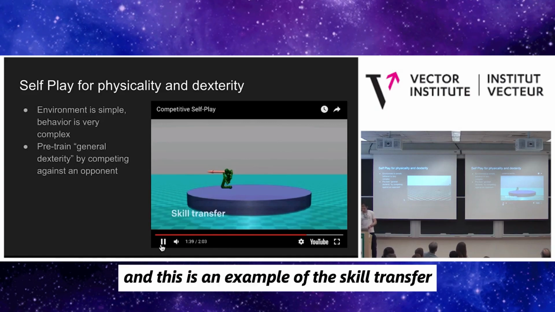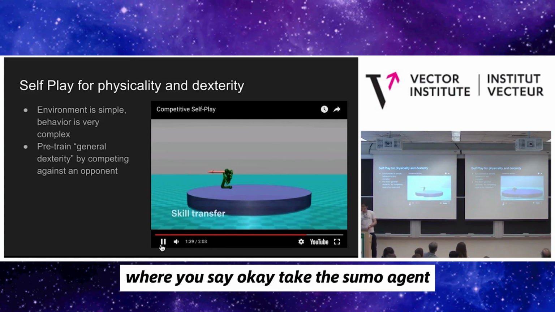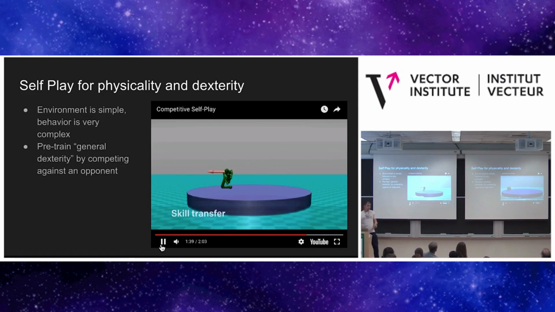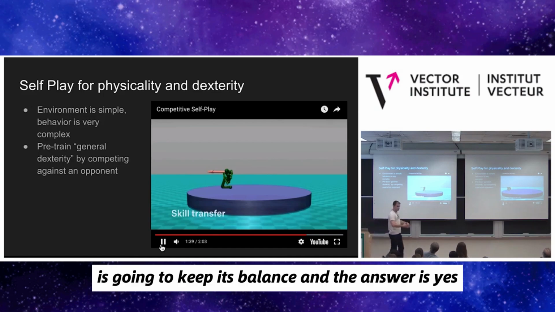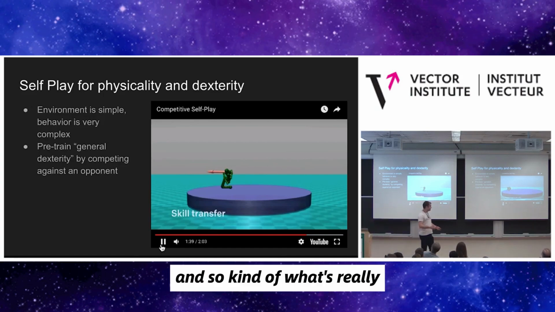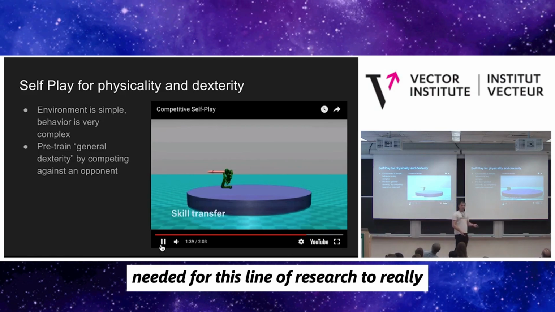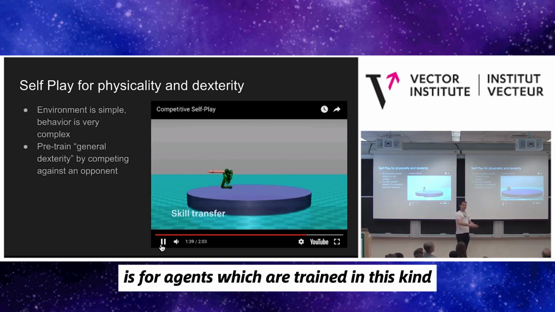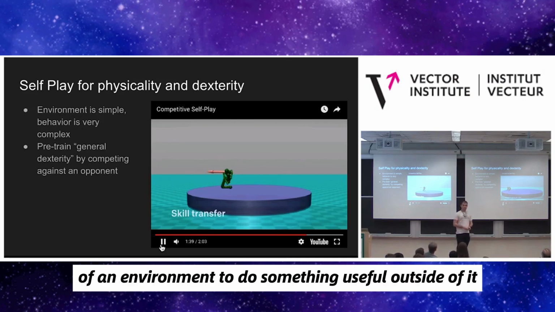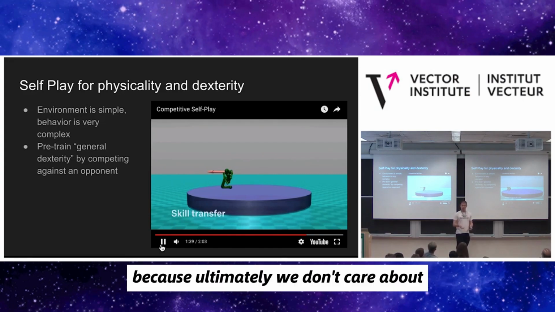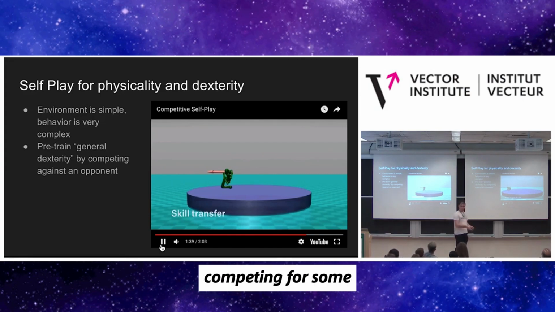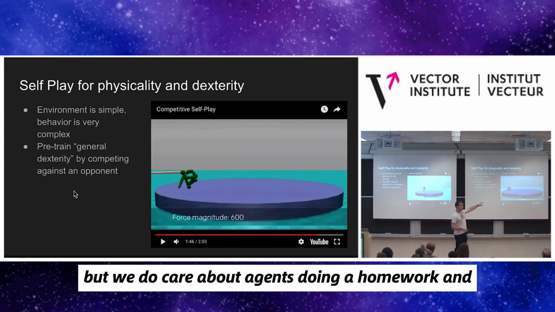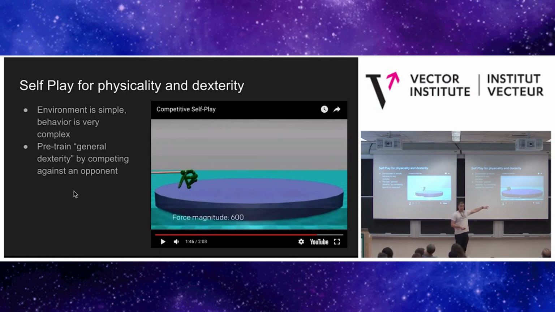And this is an example of the skill transfer, where you say, okay, take the sumo agent and apply big random forces on it, what's going to happen? Is it going to keep its balance? And the answer is yes. And so what's really needed for this line of research to really become self-sustaining is for agents which are trained in this kind of an environment to do something useful outside of it. Because ultimately we don't care about agents in a simulated world competing for some artificial resource. But we do care about agents doing our homework and cooking our food.